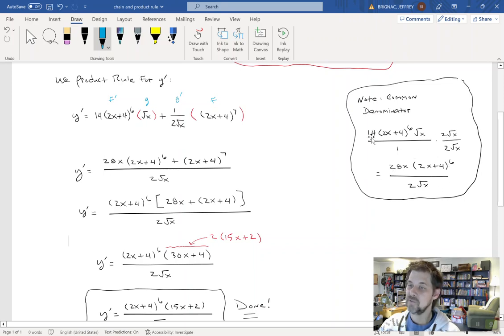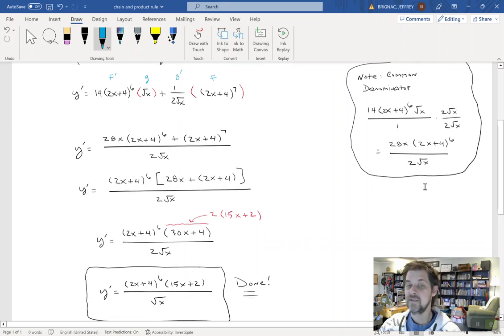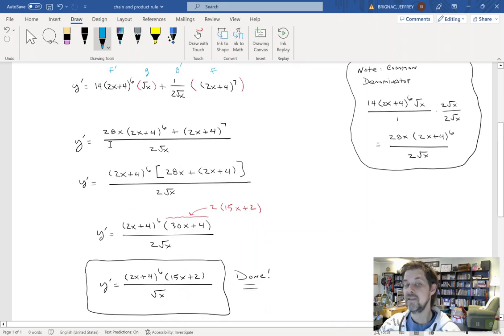I've got 2 times 14, I get 28, root x times root x is x, (2x plus 4) to the 6th power over 2 root x. So now I'm adding two fractions with a common denominator. I've got this plus (2x plus 4) to the 7th power over 2 root x. They have a common denominator. Adding them together at that point gives me this.